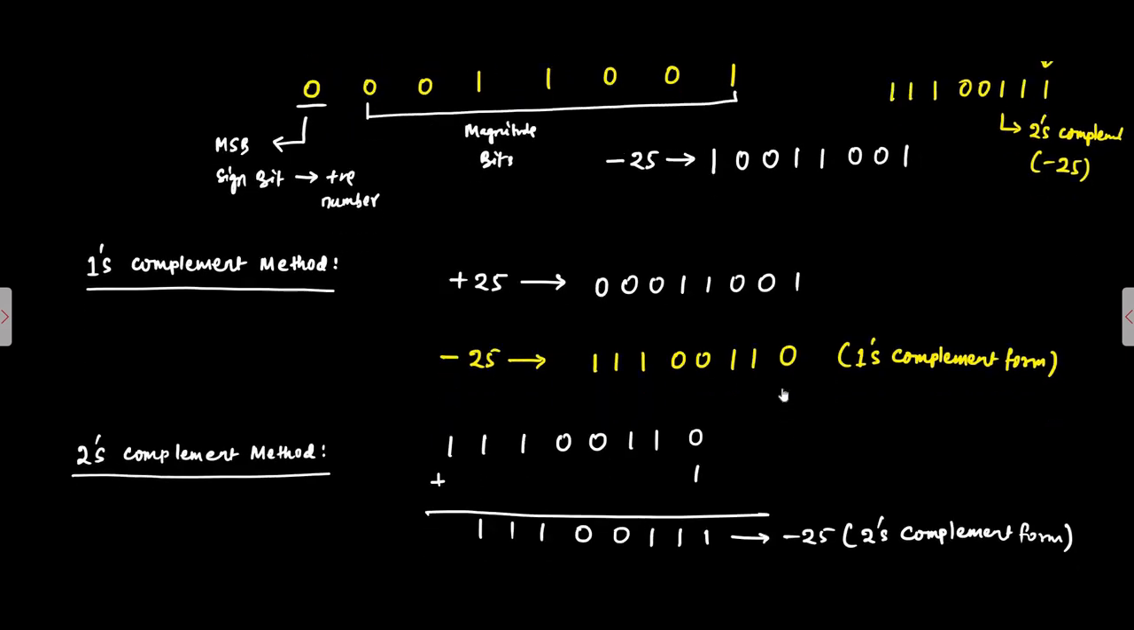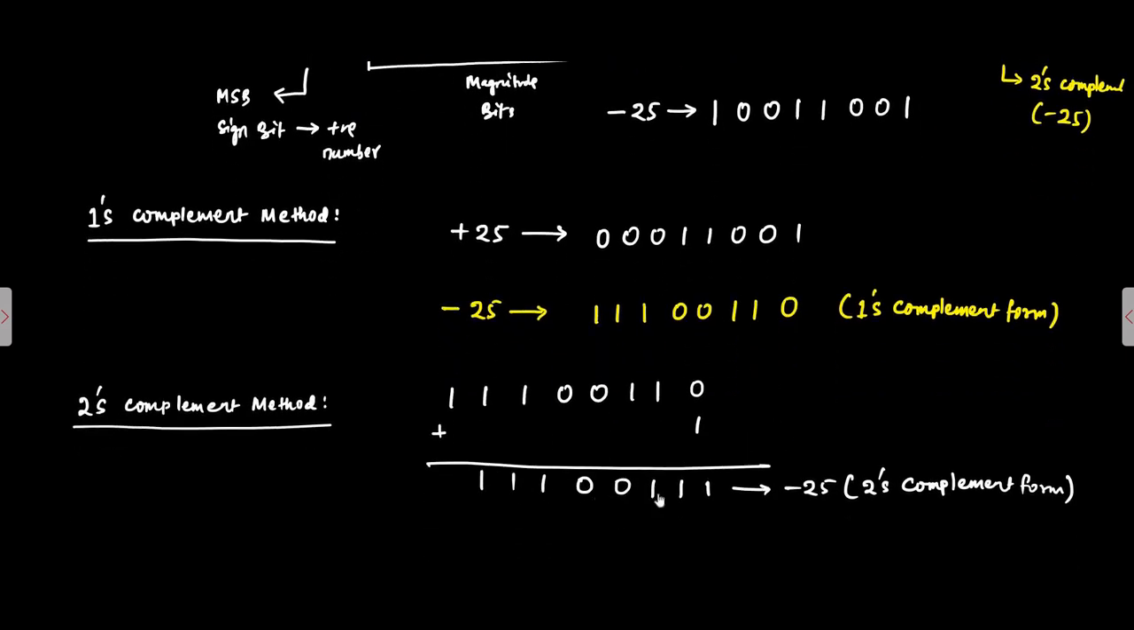1 1 1 0 0 1 1, here also 1 1 1 0 0 1 1. So you can use the shortcut method. If you are not able to remember that, you go with the usual process: first calculate the 1s complement and then add 1 to the LSB of the 1s complement to get the 2s complement. Okay, so this is the thing.